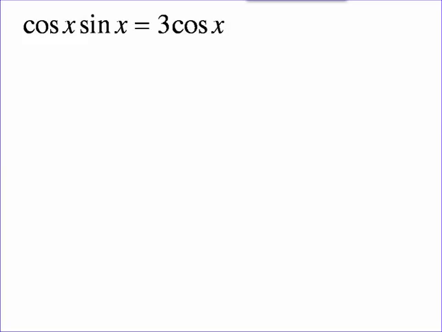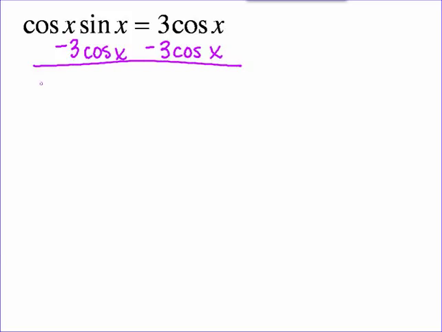Now these 2 are going to be a little bit different. I know a lot of you are probably thinking that in order to solve this, you're going to divide by cosine. Can't do it. Why not? Because you end up losing a solution. You cannot divide by a trig function. If you divide by a trig function and it eliminates the trig function, you're going to lose a possible solution.